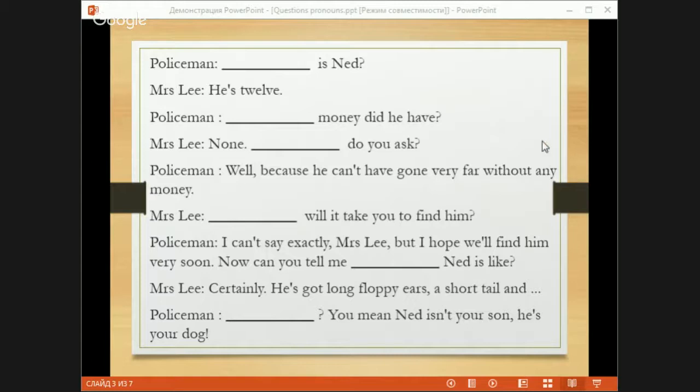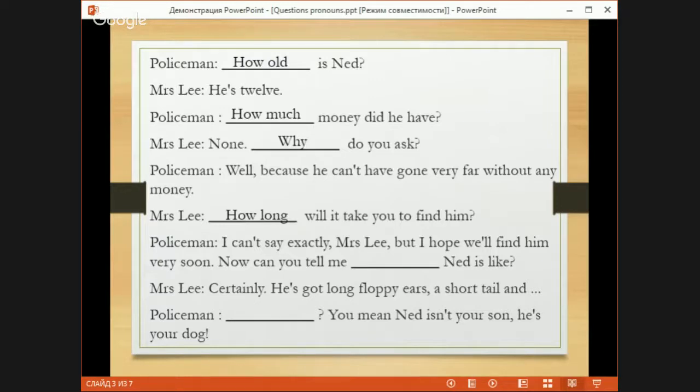Well, I hope you had enough time. And let's check. How old is Ned? He's 12. How much money did he have? None. Why do you ask? Well, because he can't have gone very far without any money. How long will it take you to find him? I can't say exactly, Mrs. Lee, but I hope we will find him very soon.